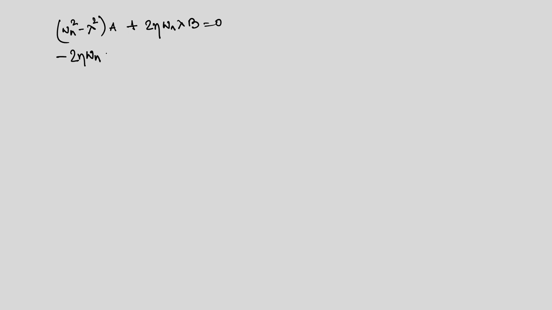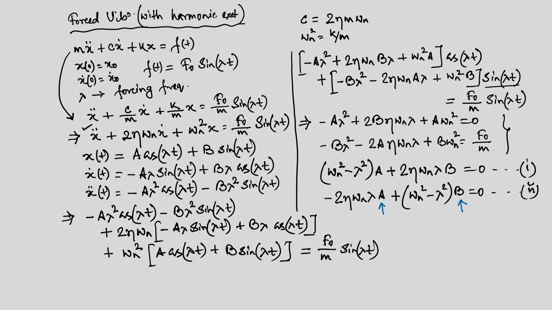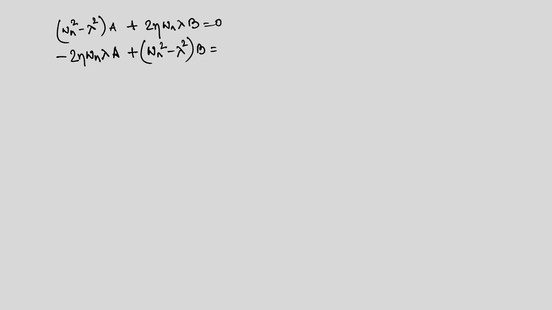and then minus twice eta omega n lambda times A plus omega n square minus lambda square times B, which is equal to, let me check what we wrote in the previous expression. I think there is a correction here. It should be F naught divided by m, small correction. So, that is the first equation and this is the second equation.